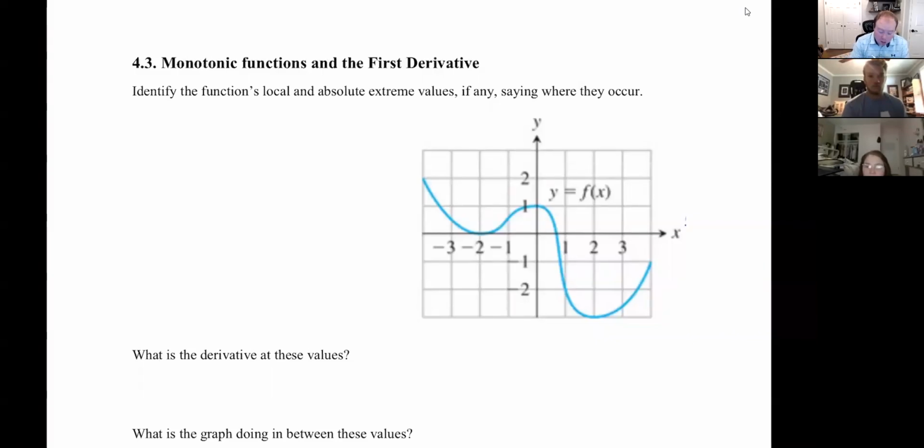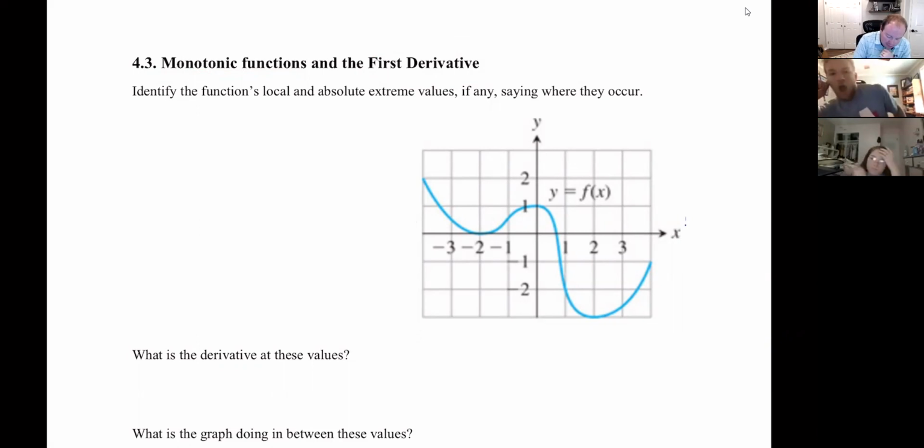So in section 4.3, we are going to be looking at monotonic functions and the first derivative test. And honestly, this is going to feel very similar to what we did back in section 4.1, where we were looking at local extrema and absolute extrema. So let's take a quick moment and review that. We'll just look at these visually.